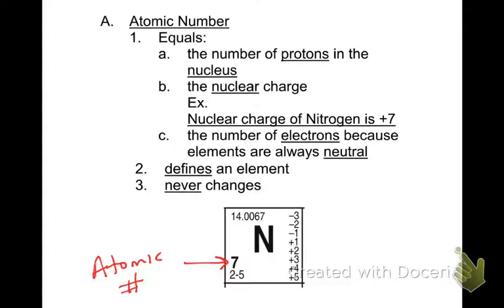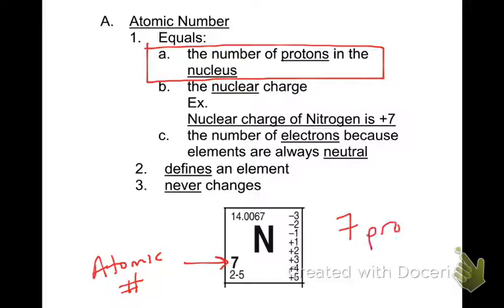And it is defined as, or it is equal to, the number of protons that exist in the nucleus. Remember, protons exist in the nucleus, so that atomic number for nitrogen down here tells us that we have 7 protons in any nitrogen atom. It will never change. The number of protons will always be the same regardless of whatever nitrogen atom you are looking at. It is actually what defines an element.